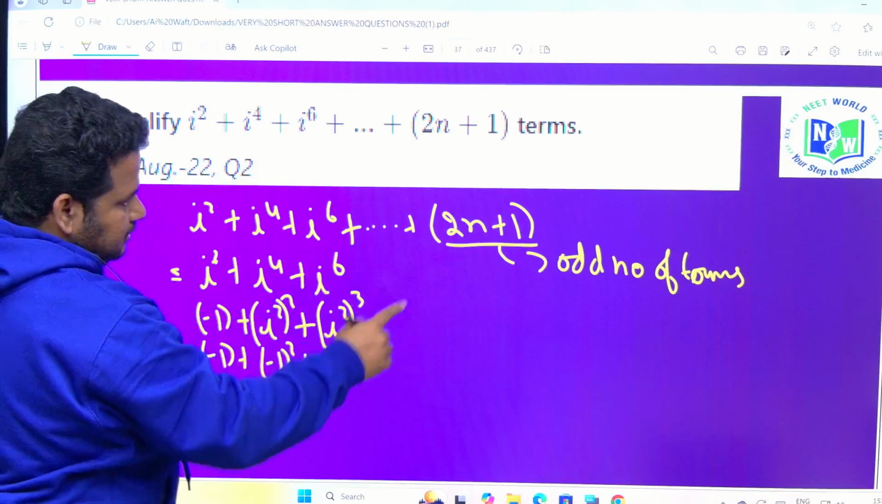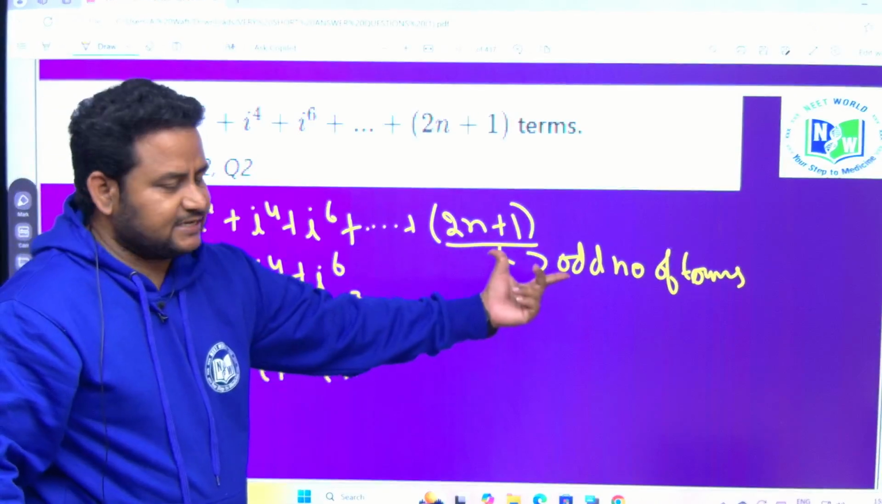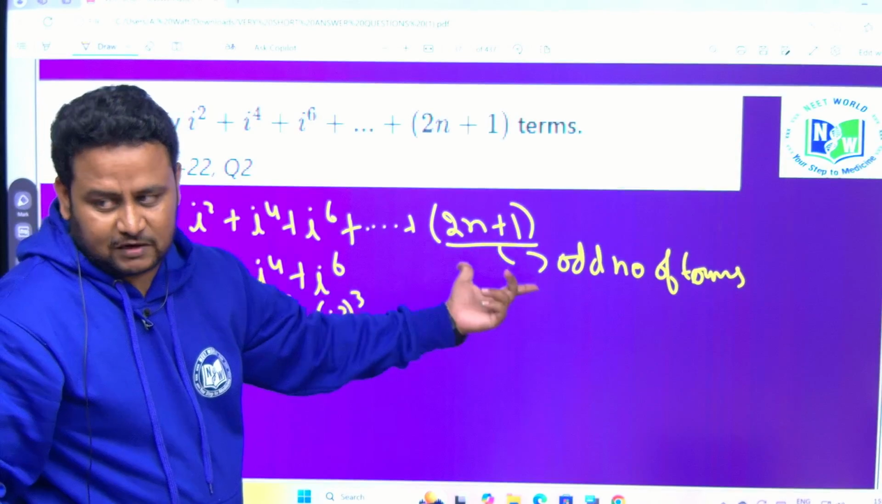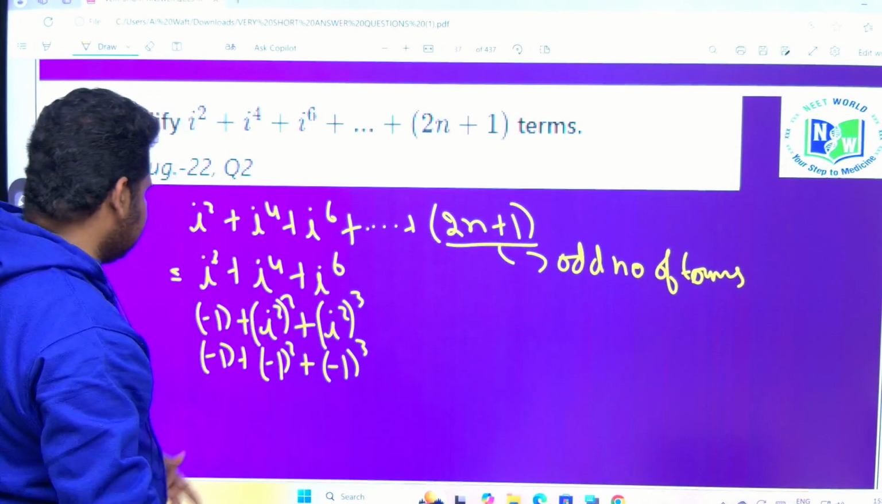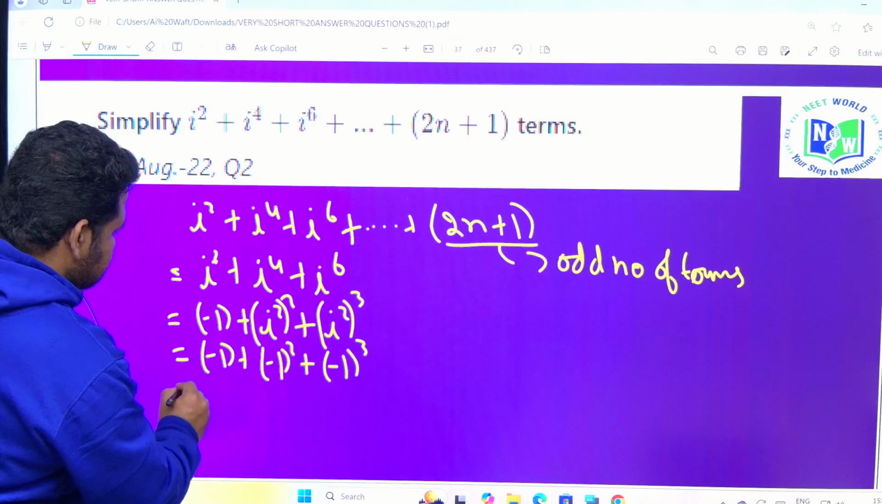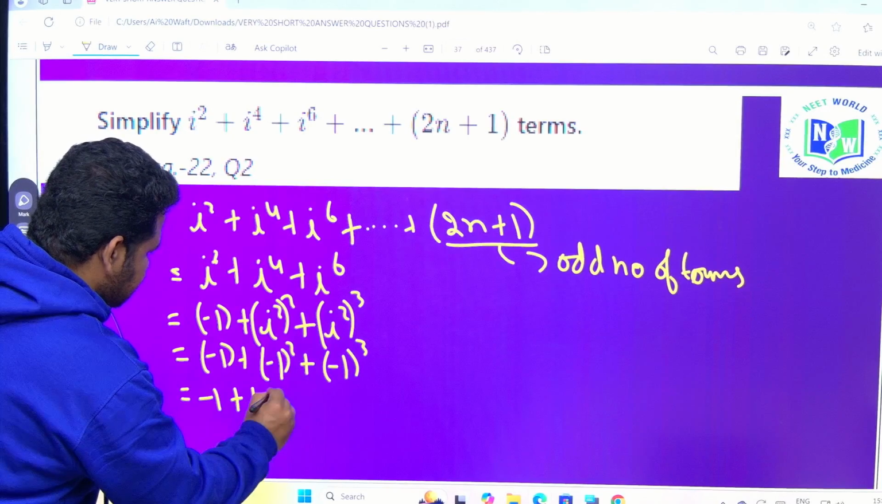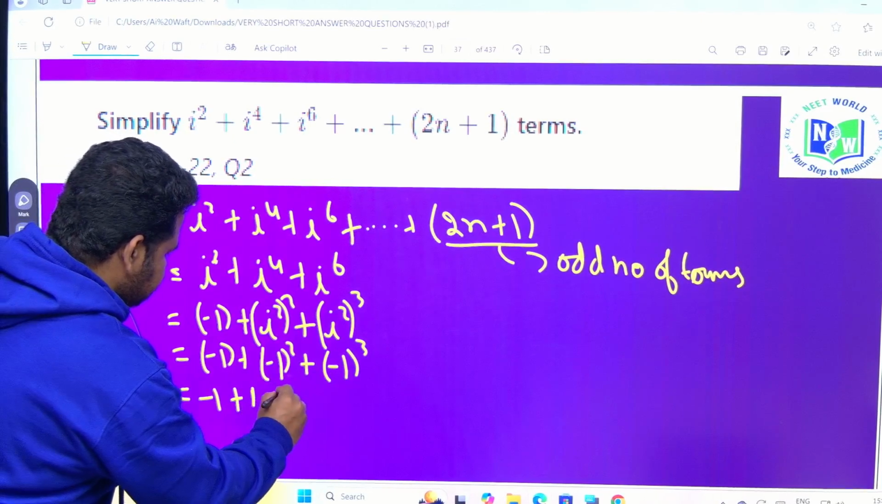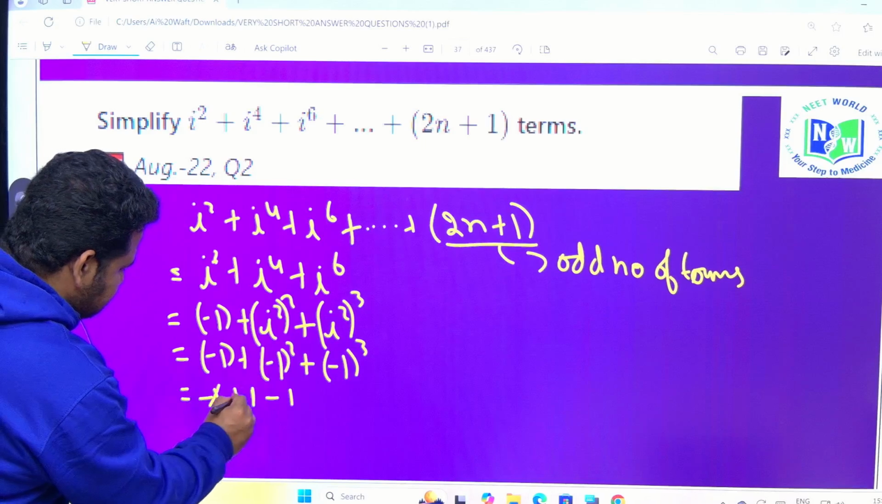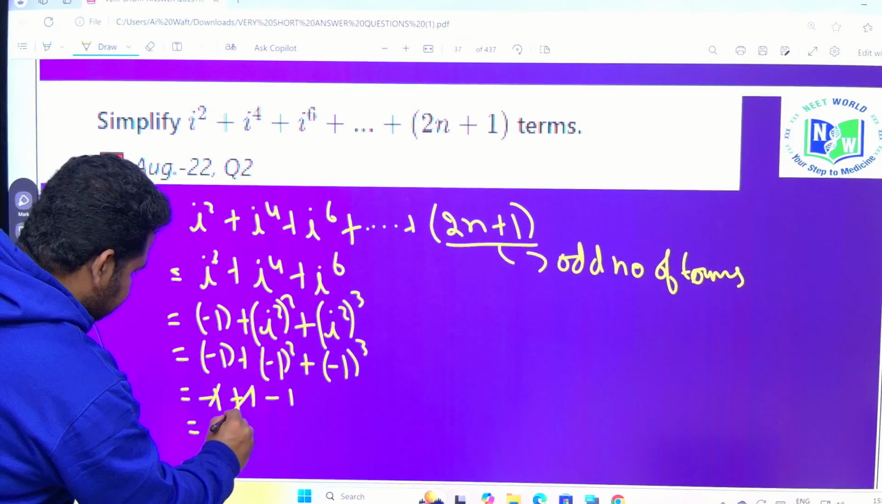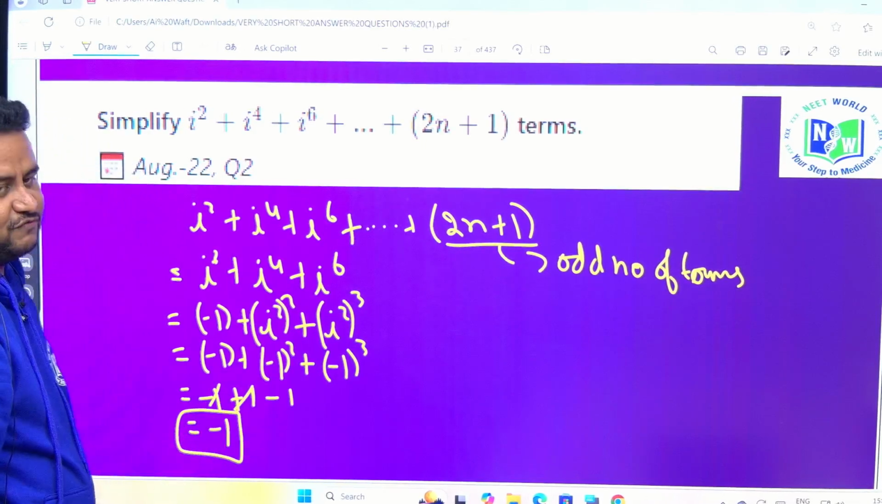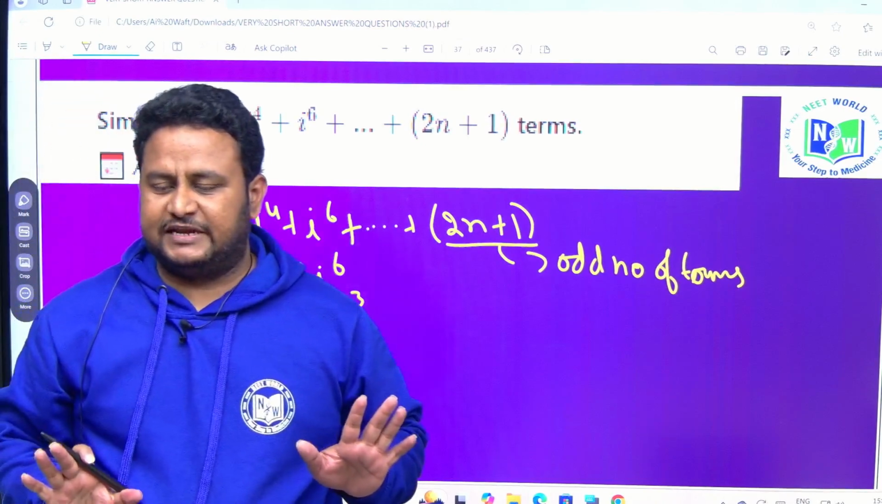And you have to write down in the exam, the sequence is representing an odd number of terms. So, we have taken this many number of terms. So, this will be minus 1 square is plus 1, minus 1 cube is minus 1. So, here plus 1 minus 1 cancels, the answer will be minus 1. The answer to this question, friends, is minus 1, very simple.